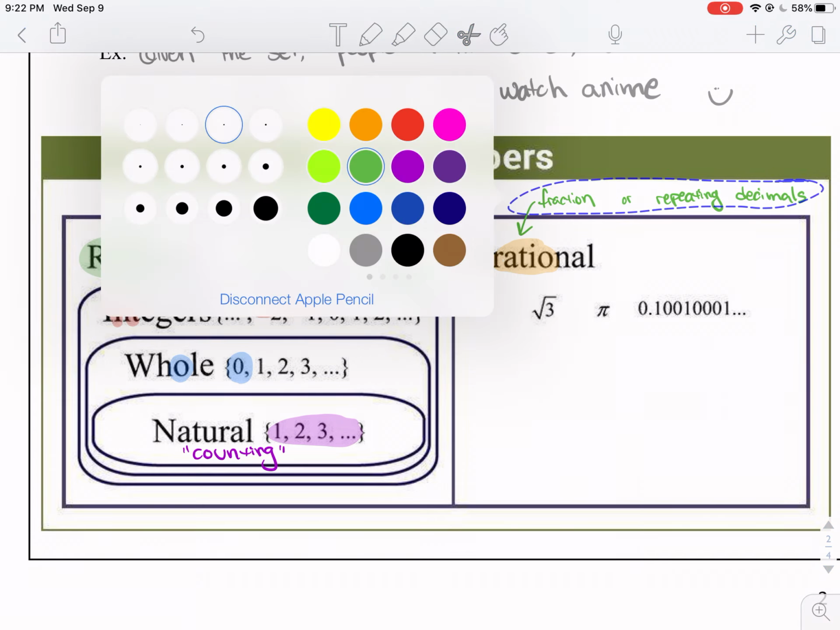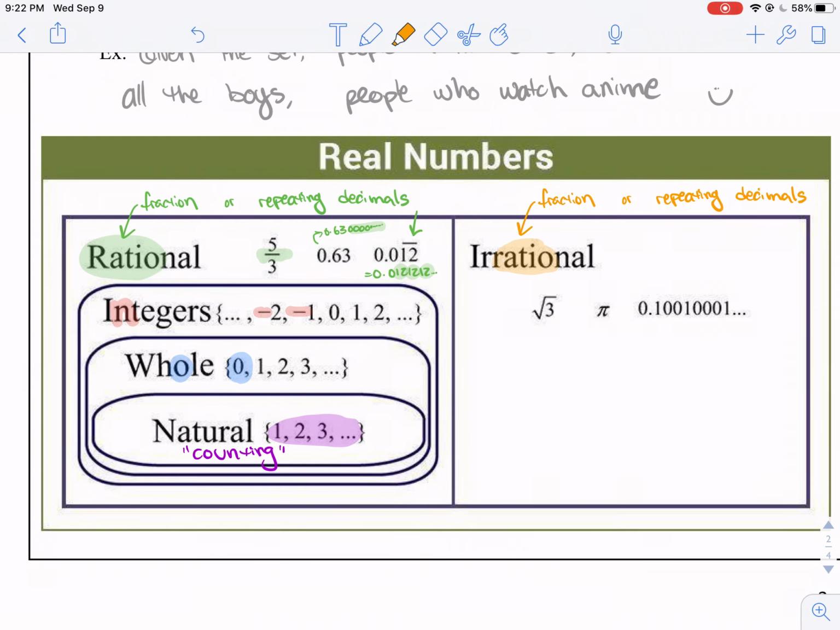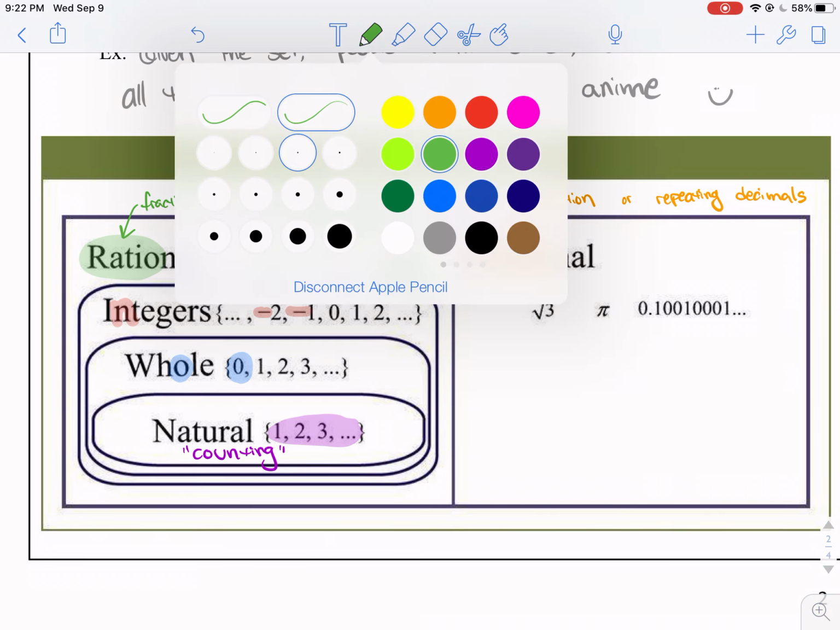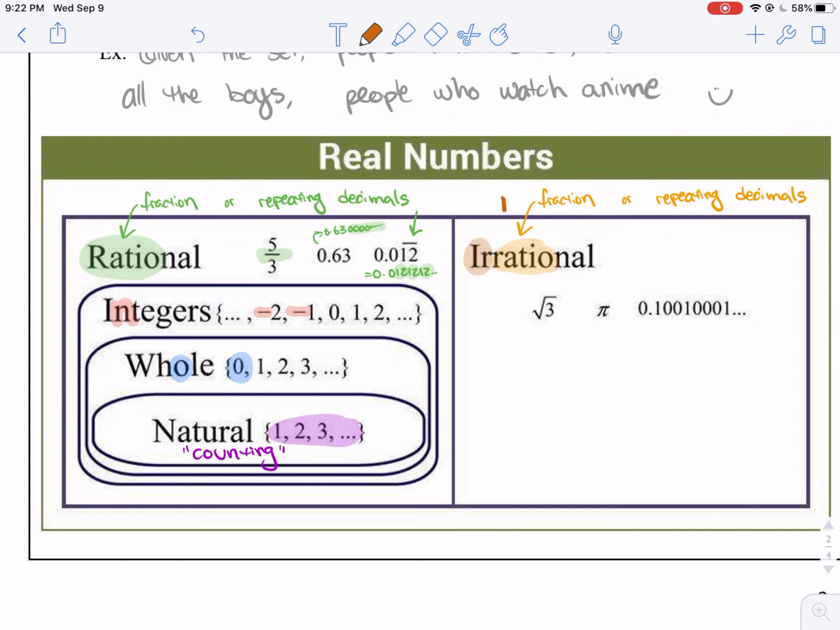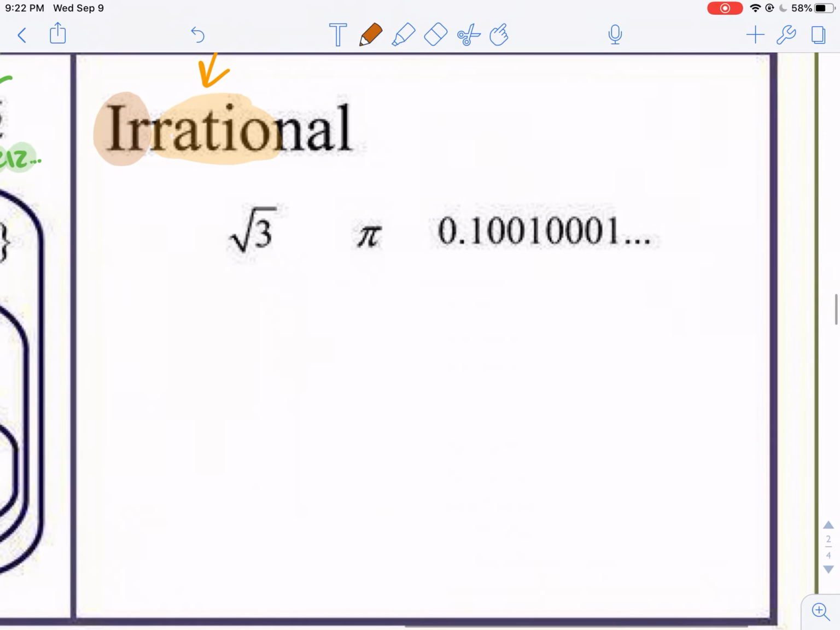Except, guys, guess what? There's that I in front of it, and this I means not. So you can't do it. So it means it doesn't repeat. It's not a fraction or repeating decimals. So basically weird numbers. Yeah, they're weird numbers. I don't even know if I spelled that right.